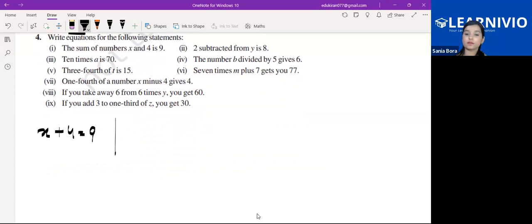Now the second one. Ananya, you tell me. Y minus 2 equals 8. Yes, y minus 2. Everybody got this? Yes, ma'am. Now the third one, Minisha.